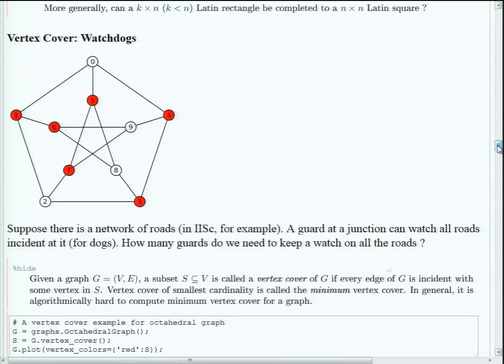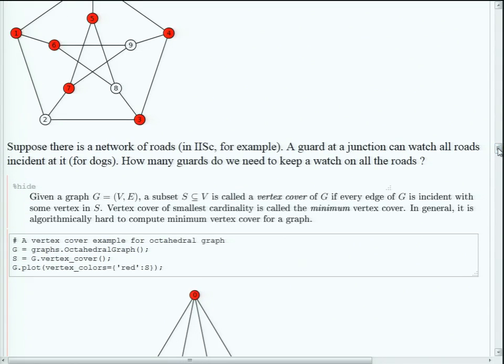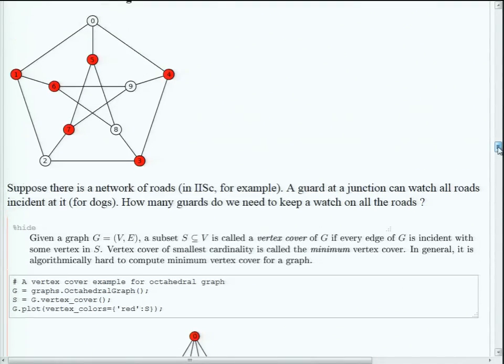You station a guard maybe to watch for dogs on that road. And I am personally very scared of dogs, so I prefer if a guard is watching that particular junction. And that's all we demand of our security. We don't ask for much, but keep us secure against dogs. So now the question is, how many guards do you need so that all roads can be watched?